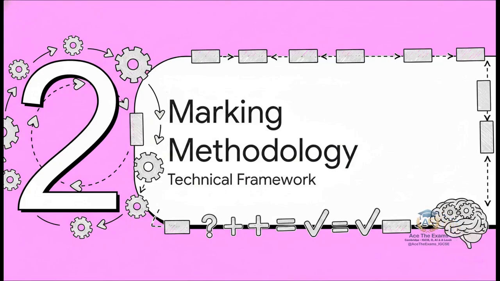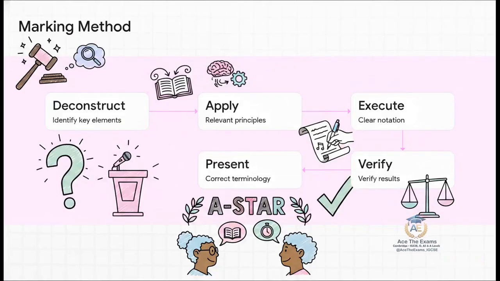The technical marking methodology. This is how you earn your method marks. There is a strict 5-step standardized sequence you need to follow to secure vital process marks. Remember, Cambridge isn't just grading your final conclusion, we are grading your systematic processing.